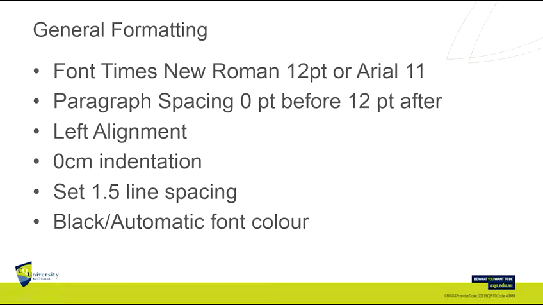So with the general formatting, we're going to be looking at making all documents font of Times New Roman 12 point or Arial 11. Make the paragraph spacing 0 points before and 12 points after. This will add an extra line of spacing after any paragraphs that helps you to remove any extra enters in your document. We're going to make sure it's all left aligned, that there's 0 centimeters indentation, that the whole document is set to 1.5 line spacing, and that the font color is black or set to black or automatic colors.